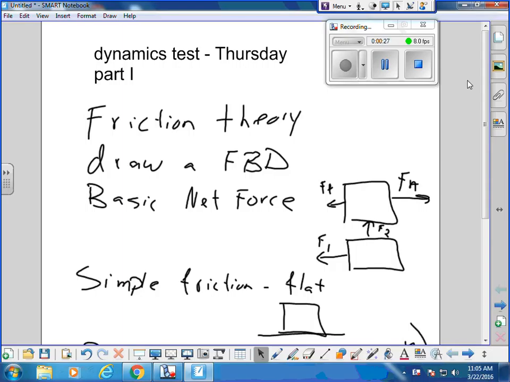You will have to draw a free body diagram, probably more than one. Could be as a multiple choice. I could give you 4 and say, okay, which one is the correct one, something like that. There will be a basic net force. There was that worksheet with Darth Vader on it, right? So you got an applied force to the right, you got a friction force to the left, something like that.